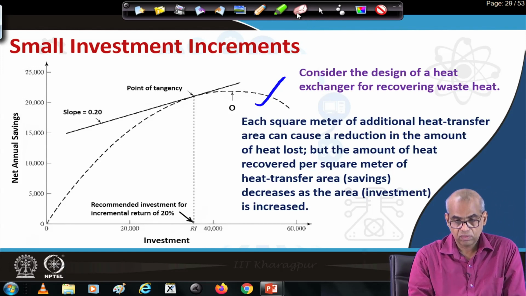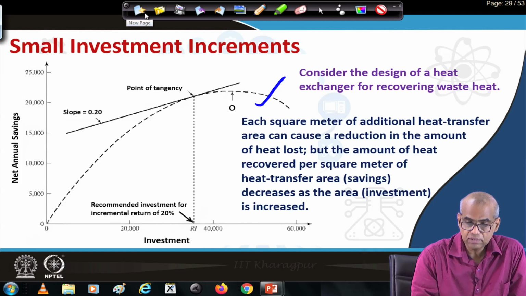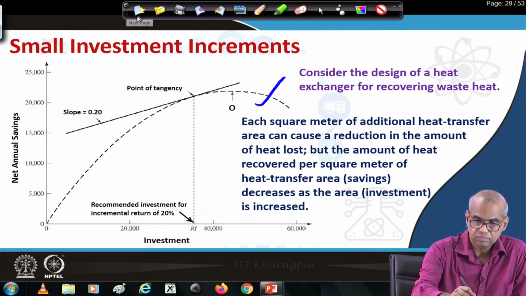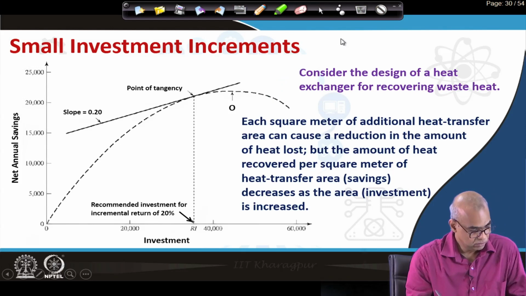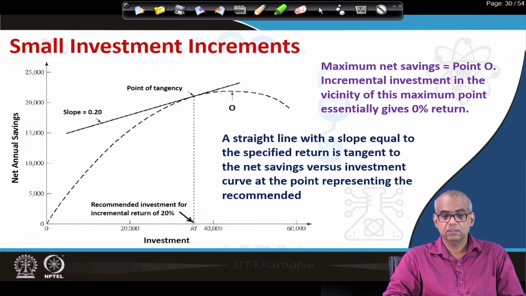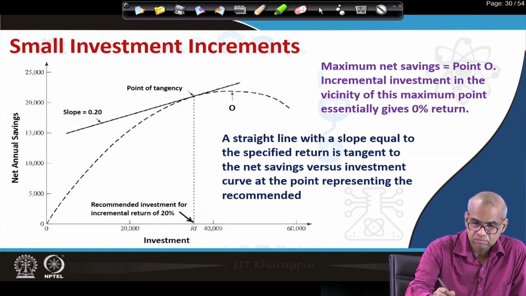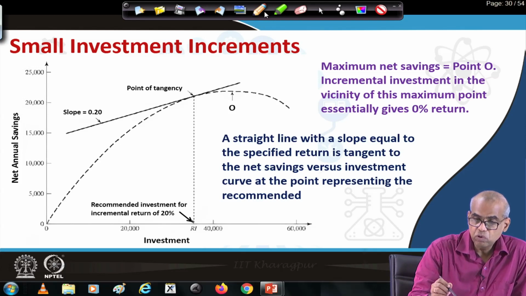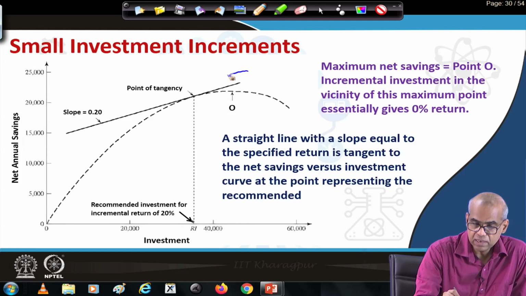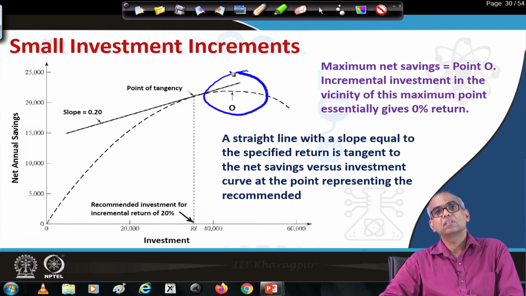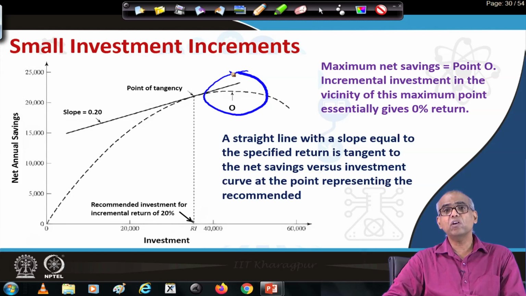Now, this plot if you look at, it goes to a maximum and then comes down. Now, if you look at the maximum point indicated by point O, that of course corresponds to the theoretical maximum net saving. But if you look at in the vicinity of point O, you see that the incremental rate of return is extremely low, next to 0 there, because the curve is almost flat over there.